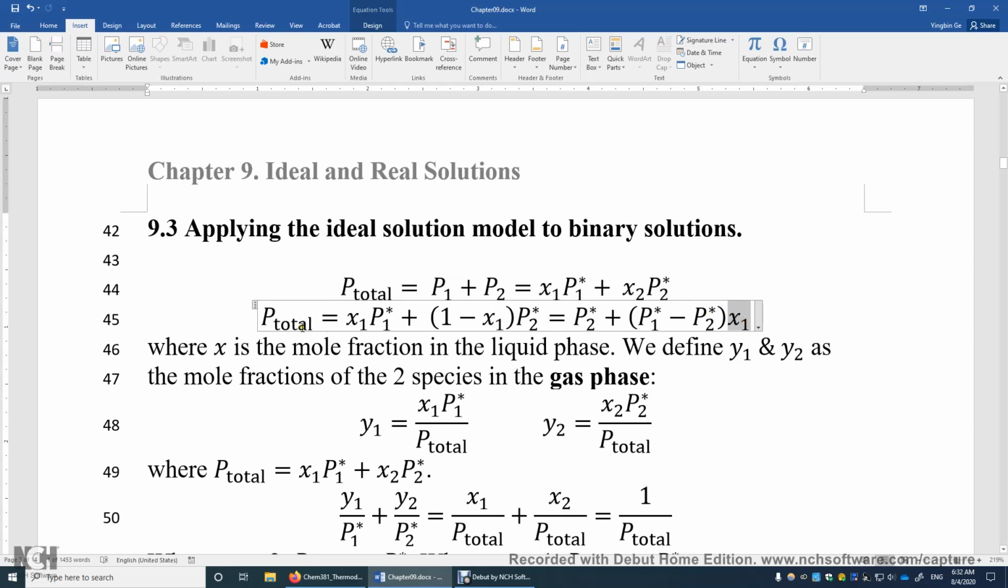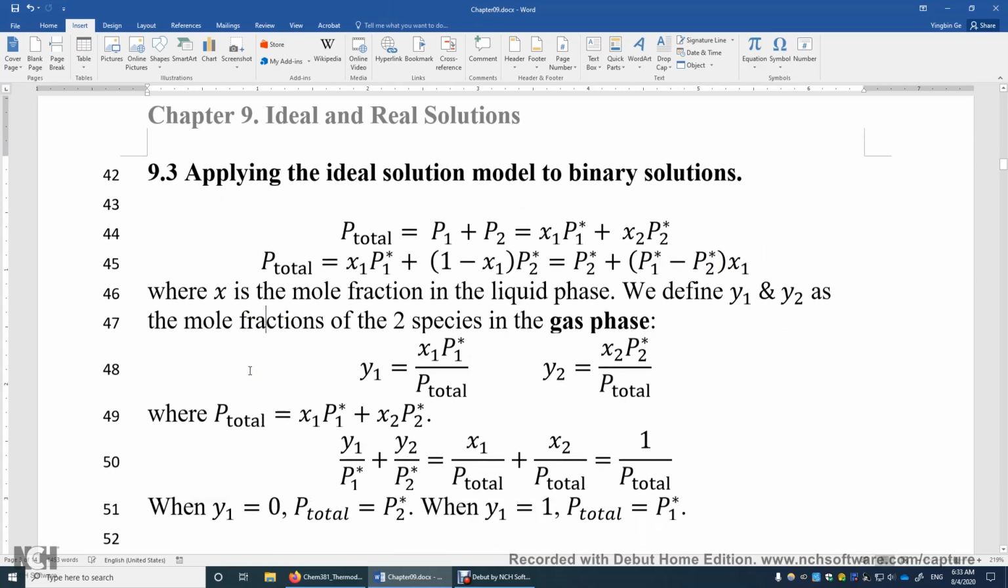Also, you can express P total as a function of X2 if you want. You just need to rewrite X1 as 1 minus X2. In that case, P total is P1 star plus (P2 star minus P1 star) times X2. You just swap every 1 with 2 and every 2 with 1. And again, X is the mole fraction of 1 and 2 in the liquid phase.